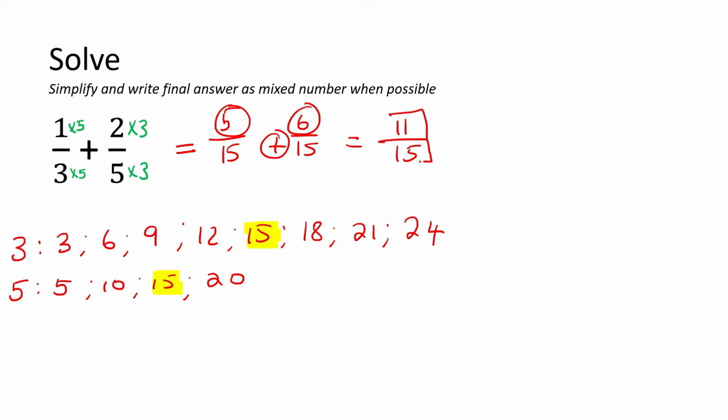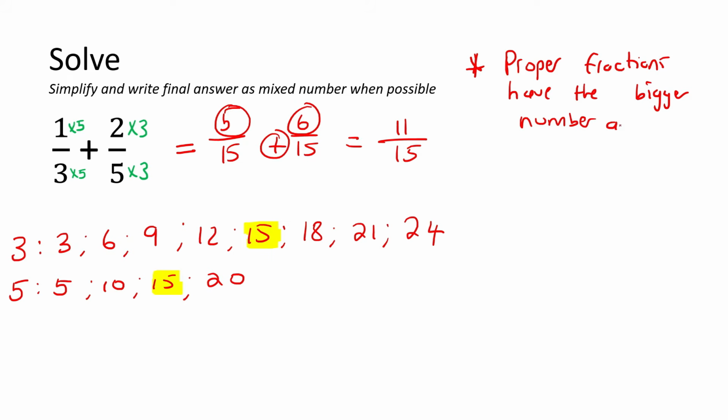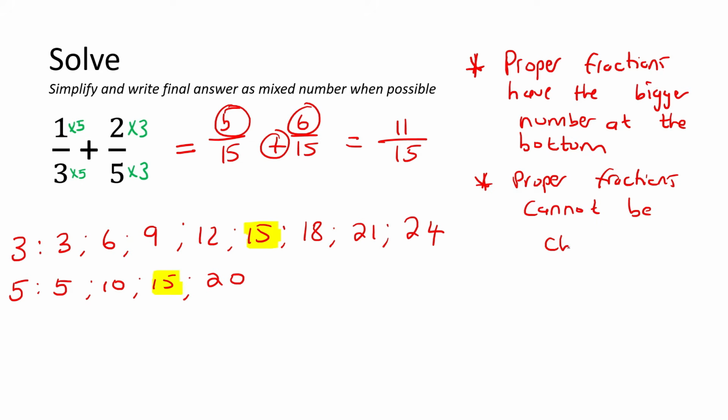Now, is this an improper fraction? No, that's a proper fraction. So we don't convert that into a mixed number. It's not even possible. It is only possible when you have an improper fraction, where the number at the top is bigger. But here we can see the number at the bottom is bigger. So let's make a little note there. Proper fractions have the bigger number at the bottom. Proper fractions cannot be changed into a mixed number.